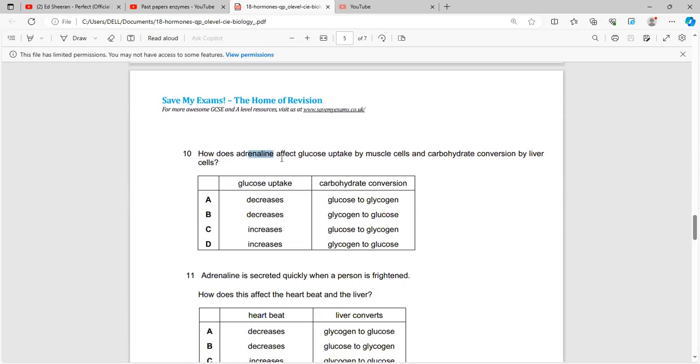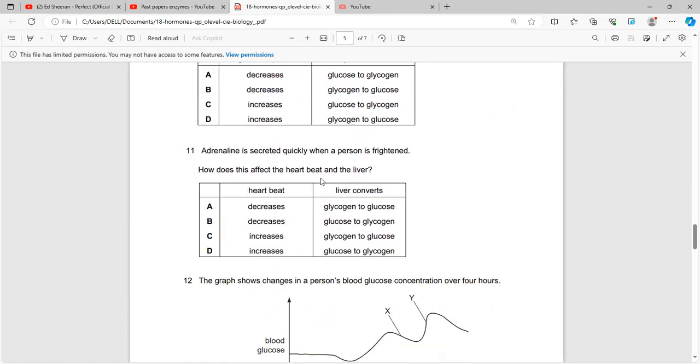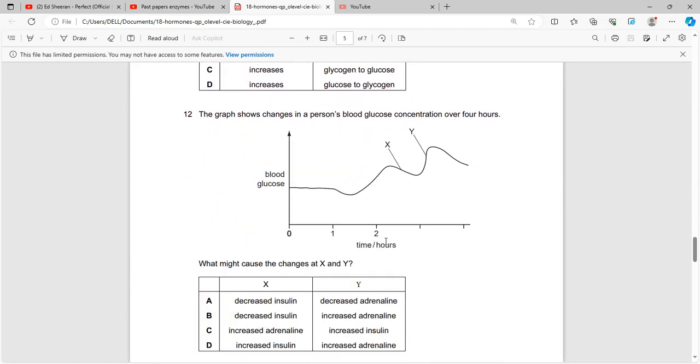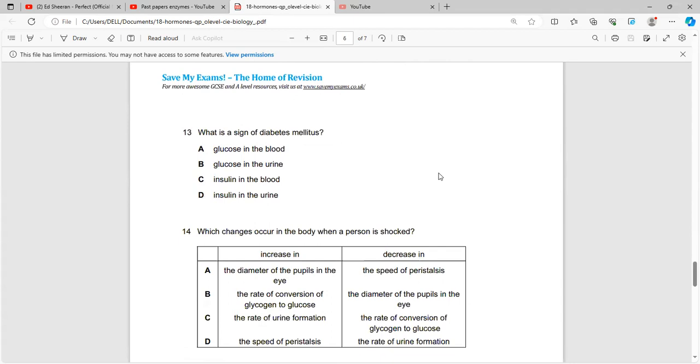How adrenaline affects: obviously the glucose uptake is increased, and the conversion is from glycogen to glucose. Yeah, so whenever a person runs and adrenaline is secreted, the heartbeat increases and the liver converts glycogen to glucose. Similar is the case in X and Y. The answer is there's a sharp fall over here and a sharp increase over here. So X and Y are insulin and adrenaline respectively. A sign of diabetes mellitus? Yeah, glucose in urine. Okay, that's a sign.